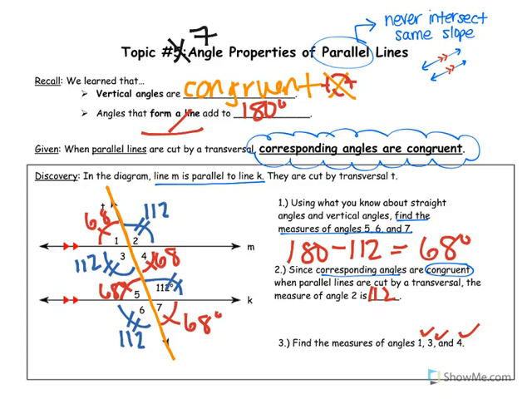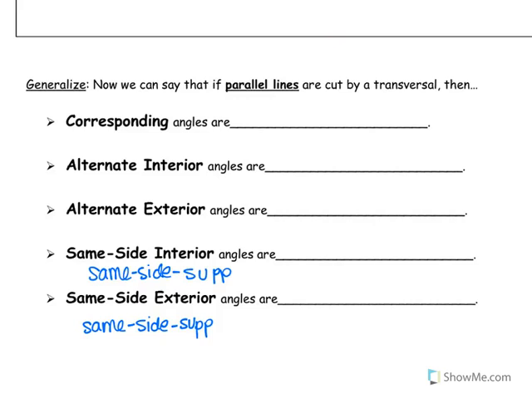So now let's use the facts that I have in this picture, and let's fill out some facts that we now know about the relationships that we learned last class. So now we can generalize this and say that corresponding angles, well, I told you that, those ones are going to be congruent.